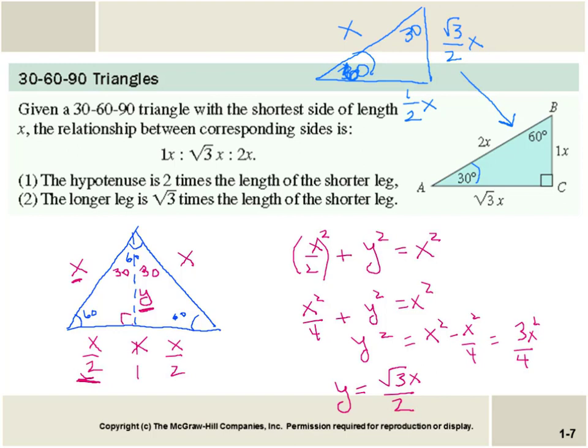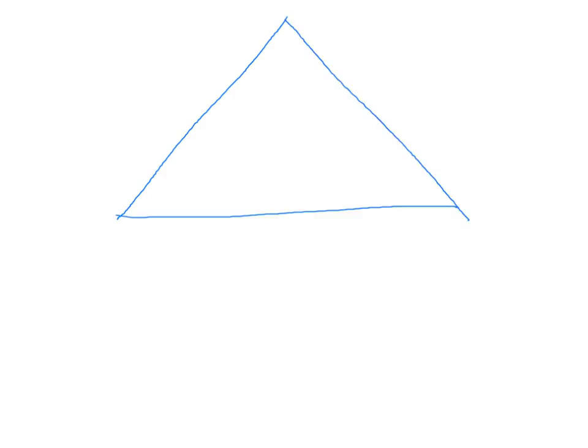Here, let me do it again. Yeah, I'll just get a new page. So here we have an equilateral triangle. This is 60 degrees, this is 60 degrees, and this is 60 degrees, right? That's what an equilateral triangle is. Okay. So if all the angles are the same, that also means all the sides are the same, doesn't it?